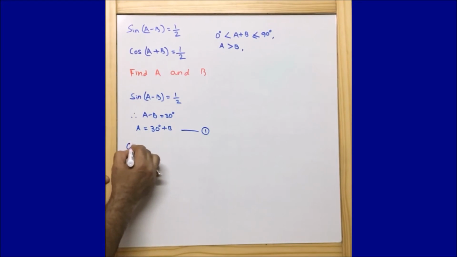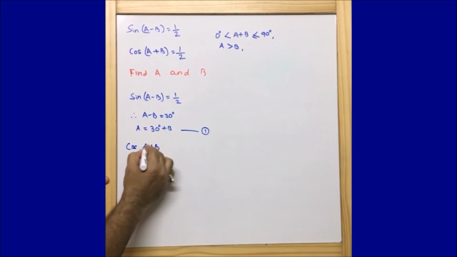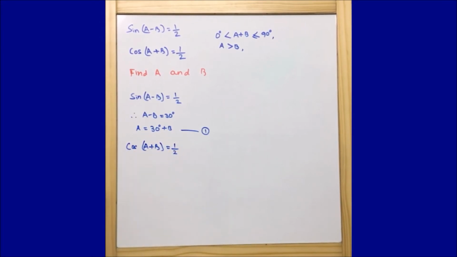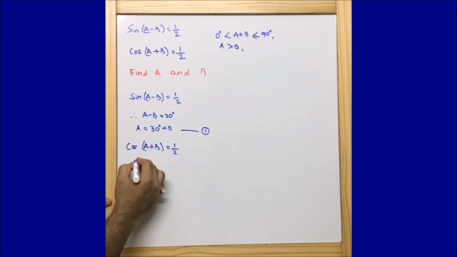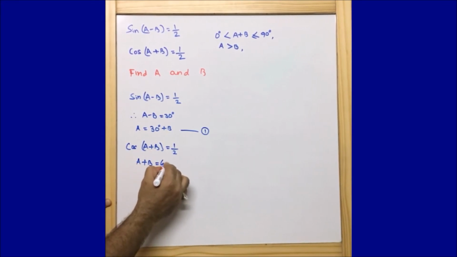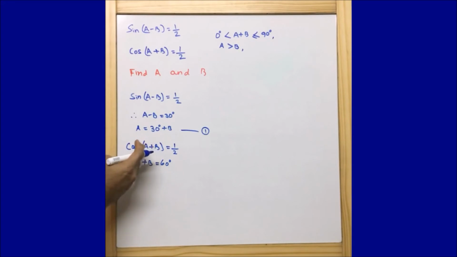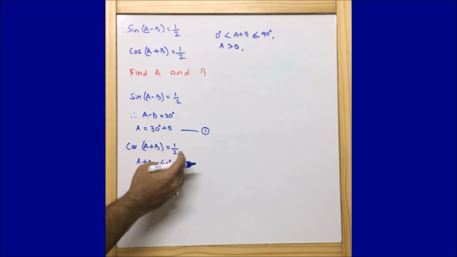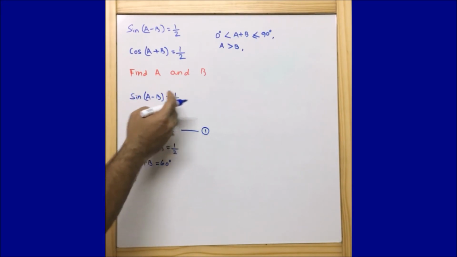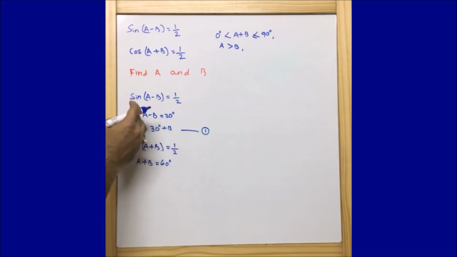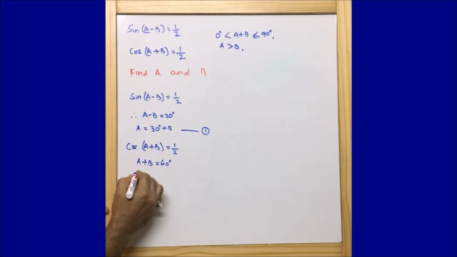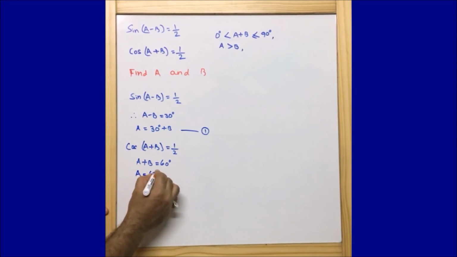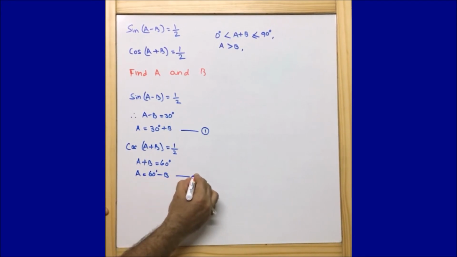Similarly, cos(A + B) is equal to 1/2, and we very well know that cos 60 degree is equal to 1/2. So I can write A + B is equal to 60 degree, because cos theta is equal to 1/2 means theta is 60 degree. Similarly, sin theta is equal to 1/2 means theta is 30 degree, so A − B is equal to 30 degree. Similarly, I can write A is equal to 60 degree minus B. This is equation number 2.